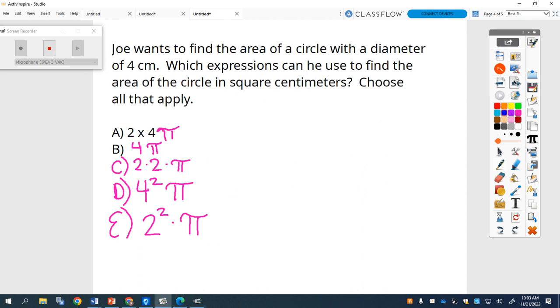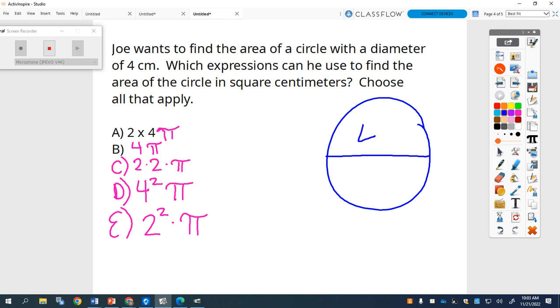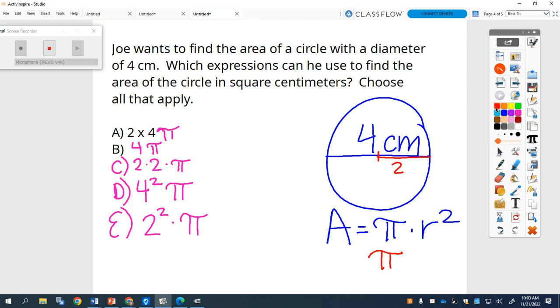Okay, next problem. Joe wants to find the area of a circle with a diameter of 4 centimeters. Which expressions can he use to find the area of a circle in square centimeters? Choose all that apply. So, first step, again, I draw it out. There's my circle, and it has a diameter of 4 centimeters, right? But if I'm looking for area, it's pi times radius squared. I don't want my diameter, I want my radius. So if my diameter is 4, what's my radius? 2. Okay, so watch. This becomes pi times 2 squared, which is pi times 2 times 2.